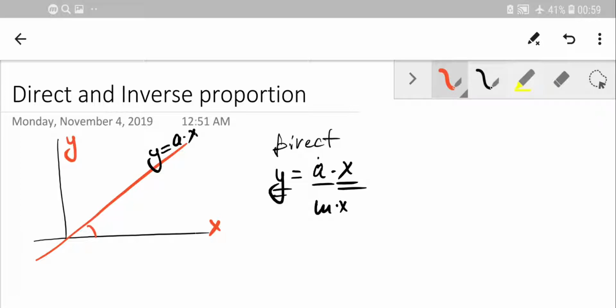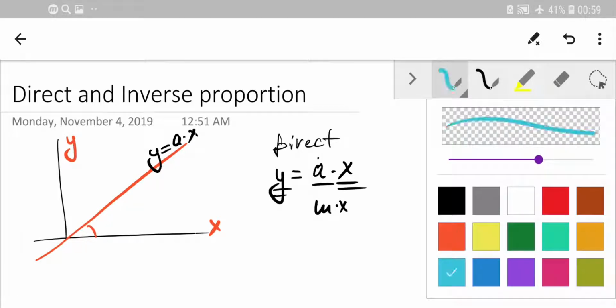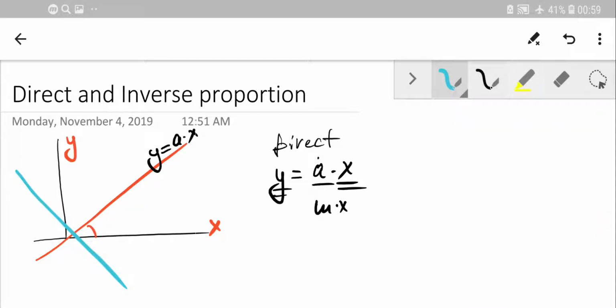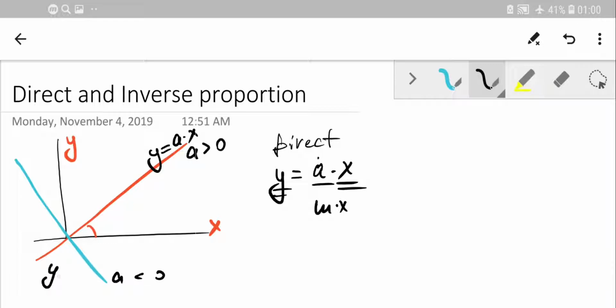However, there might be negative gradients, like for example in this case. So one more time, let's do it more clearly. It goes through the origin. In this case, gradient is more than 0. In this case, gradient is less than 0. However, still direct proportionality. So the general equation for direct proportion is just y equals a times x. So a is just a coefficient. Keep in mind, it's not a variable, it is a coefficient.